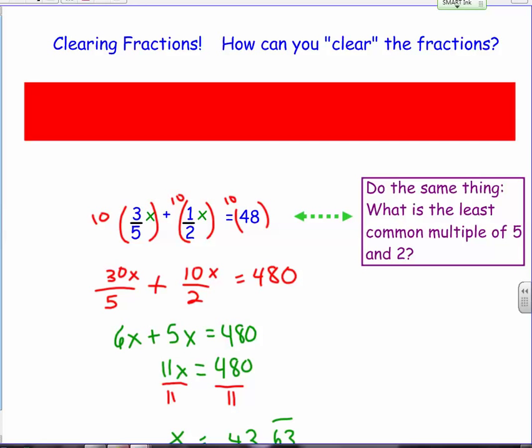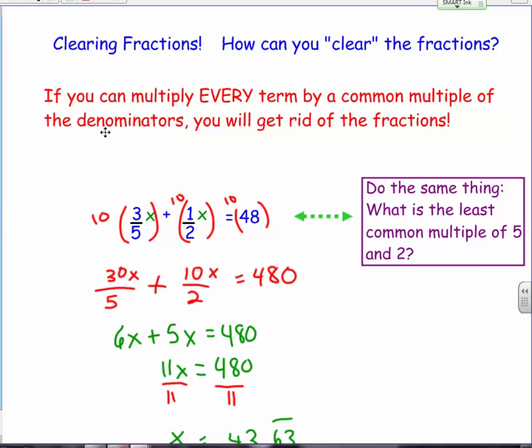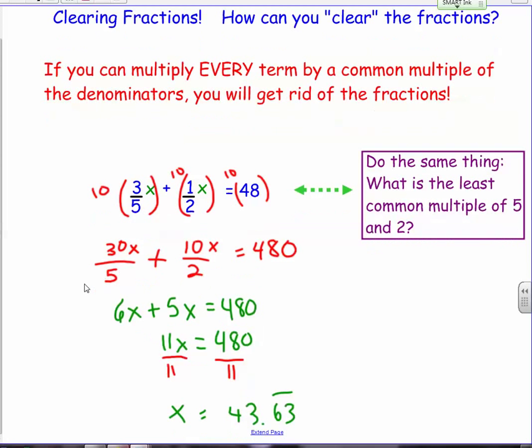All right, second one you did is clearing the fractions. Make sure you multiply every term by a common multiple of the denominators. And I said do the same thing with the least common multiple of 5 and 2, and it's 10. So 10 times 3 is 30x over 5, and 10 times 1 is 10x over 2, and 10 times 48 is 480. And just as you usually do, divide here so that you can, let's see if I can move that down.